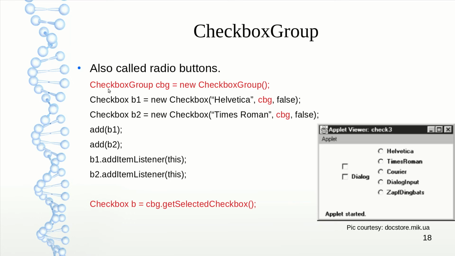That is, we instantiate the checkbox group using new CheckboxGroup. The constructor doesn't take any parameter at all. Then we create the checkboxes, and we specify that these checkboxes belong to this checkbox group by giving the name of the checkbox group in the constructor. In a checkbox group, we can obtain the selected checkbox using the function getSelectedCheckbox.